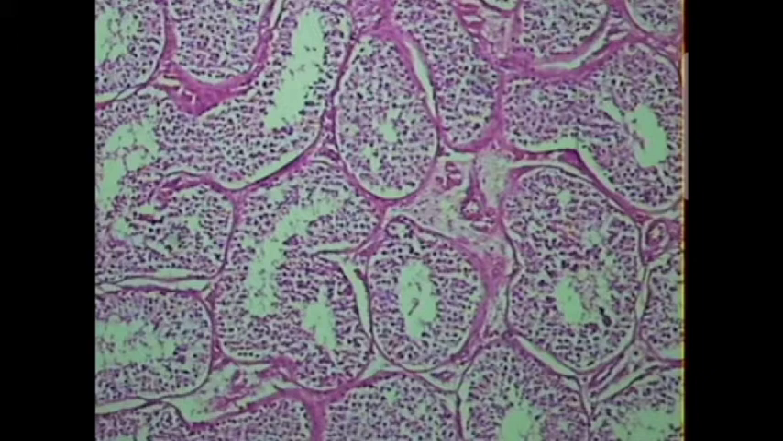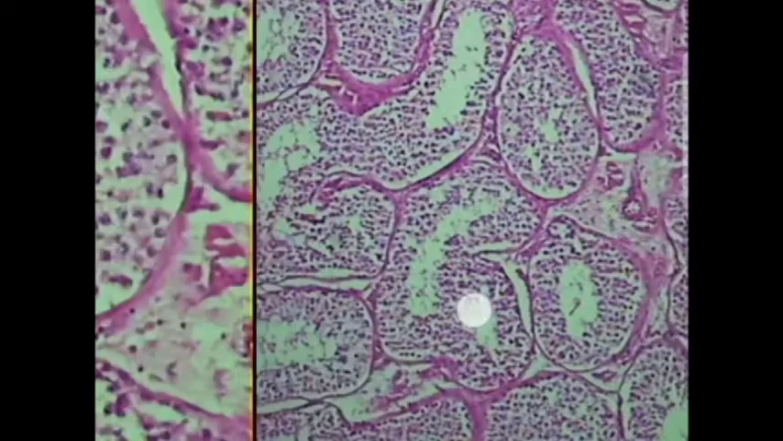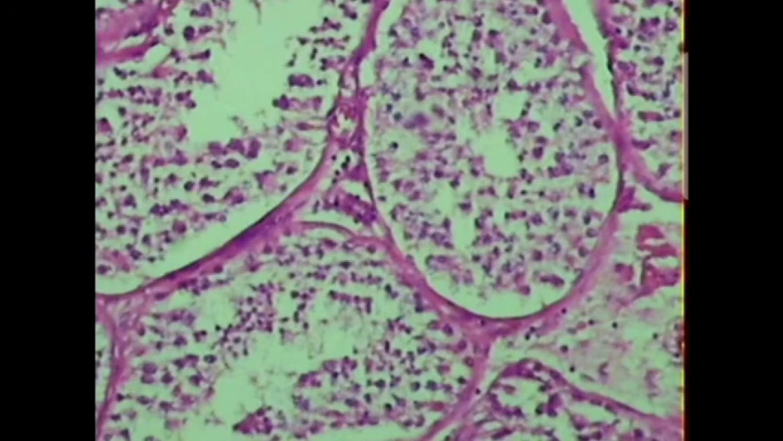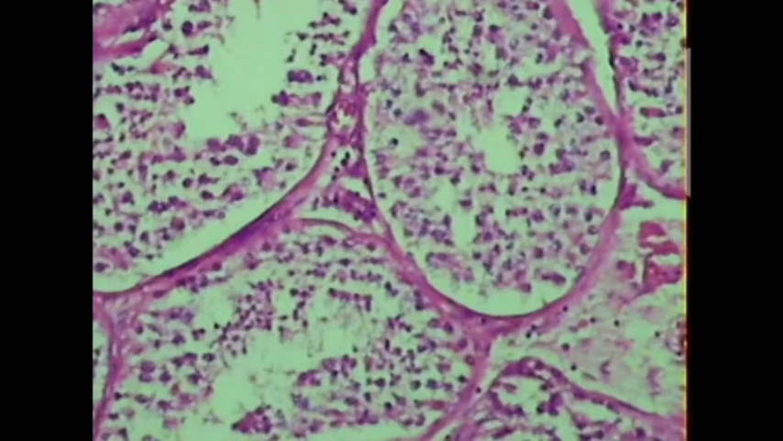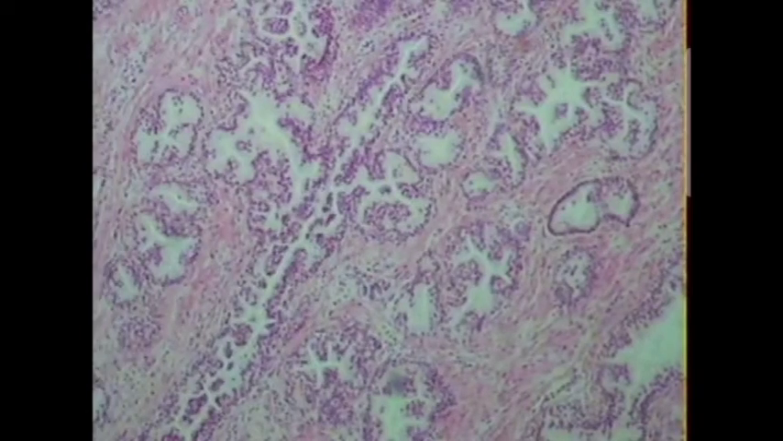In between these cells there are Sertoli cells. Sertoli cells are present in between these cells, which are the sustentacular cells and the supporting cells. They provide the nourishment to the developing cells. The developing spermatozoa, they are receiving their blood supply, the nutrition from the Sertoli cells.